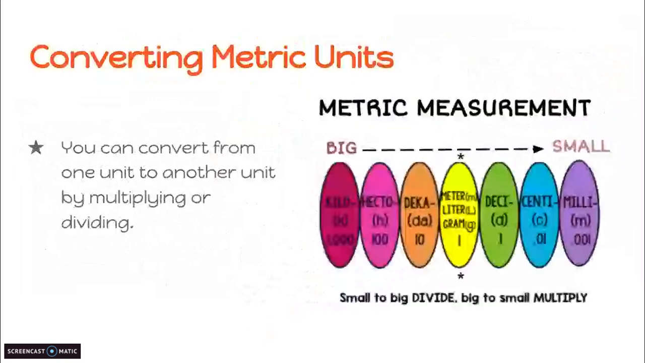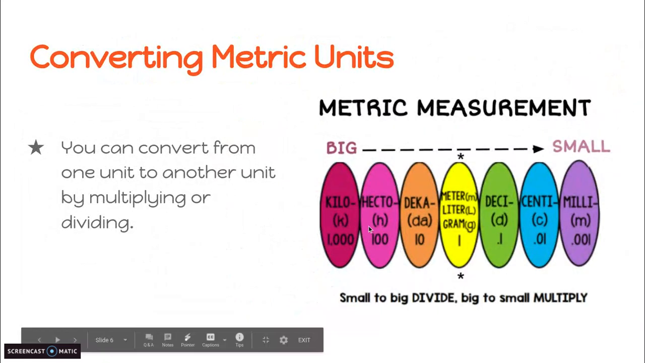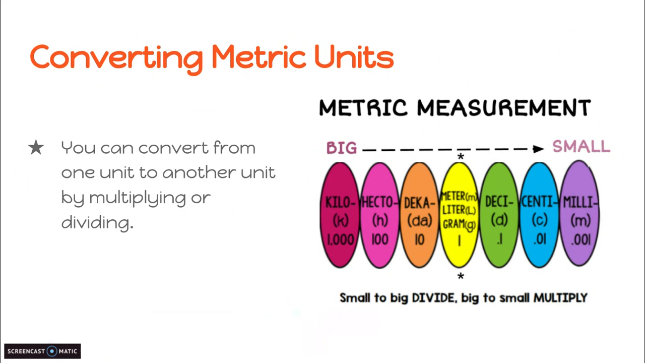When we convert metric units, it's a little different than customary units. We use our reference sheet, and we kind of jump from our prefix to our next prefix, determining where we're going. So we're converting from one unit to another, either by multiplying or dividing.